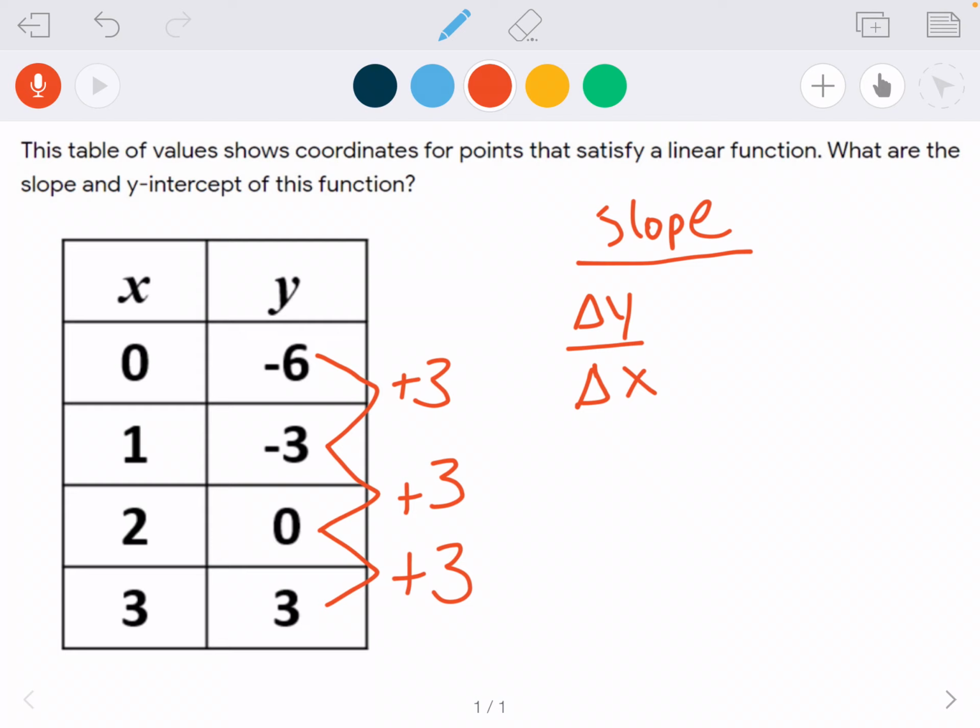Let's look at the x's. If I'm going from 0 to 1, what happened? Well, if I add 1, there we go. So the pattern on the x values is adding 1.